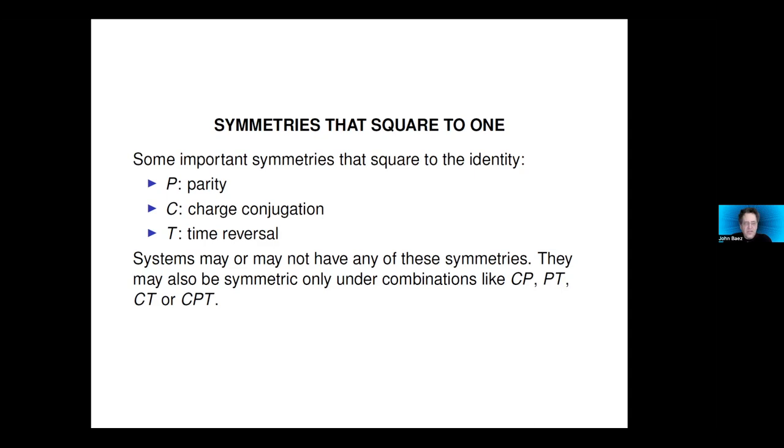And so charge conjugation is a symmetry that may not exist in a particular system, which switches particles and holes. And then time reversal, switching the direction of time, for example, flipping the velocity of a particle to its negative. So systems may or may not have any one of these symmetries, and they also may be symmetric just under certain combinations of these symmetries, which you could call CP, PT, CT, or CPT. Those names are probably a little bit misleading for what I'm doing, because what I'm saying is that you may have a physical system which does not have C symmetry and which does not have P symmetry. So technically CP doesn't make sense, but it may be symmetrical under the combined operation of switching particles and antiparticles, and also parity, for example.